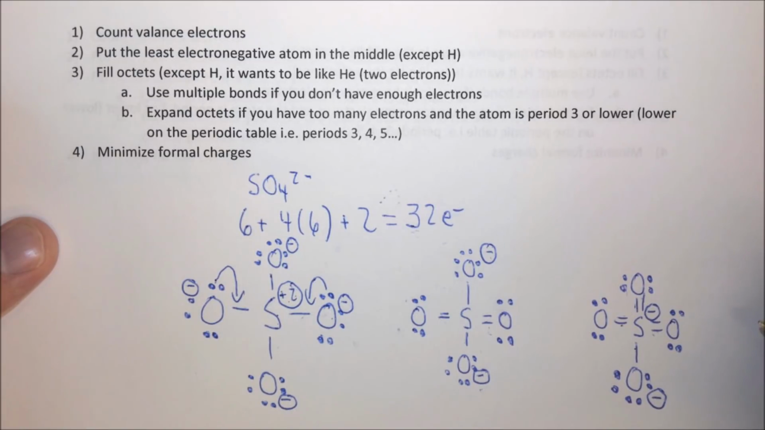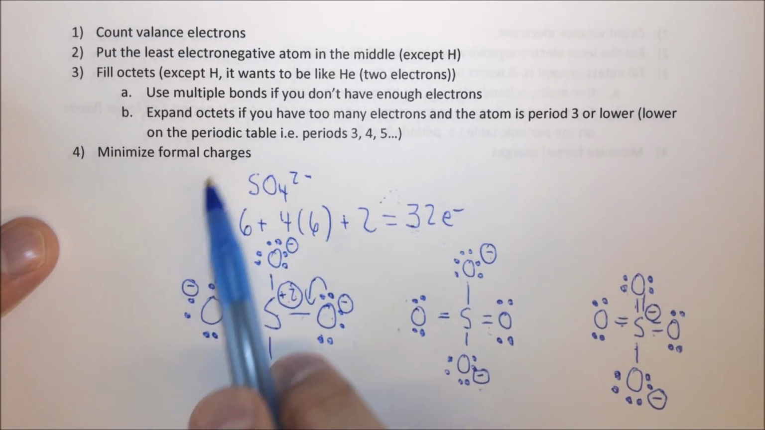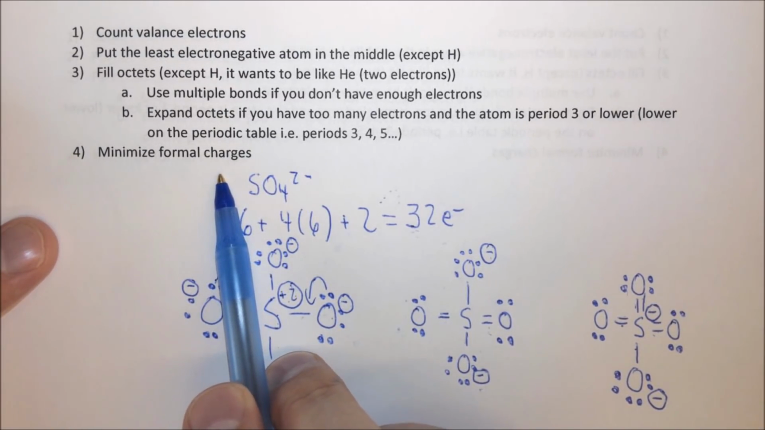So the question becomes, which of these two things is better? This has 2 minus charges, and this has 2 minus charges. My goal is to minimize the formal charge, or make as many as possible neutral.